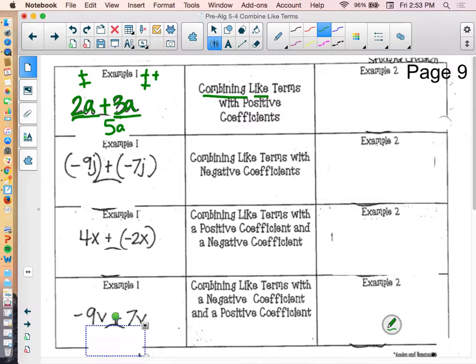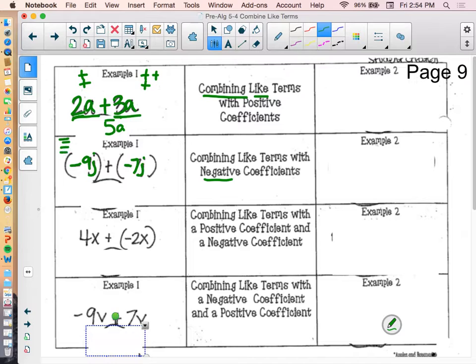Now try example 1 when combining like terms with negative coefficients. If I have a negative coefficient, that means a negative number before the letter. So negative 9j plus negative 7j. Notice a negative and a negative. You add those because we know a negative plus a negative is more negative.